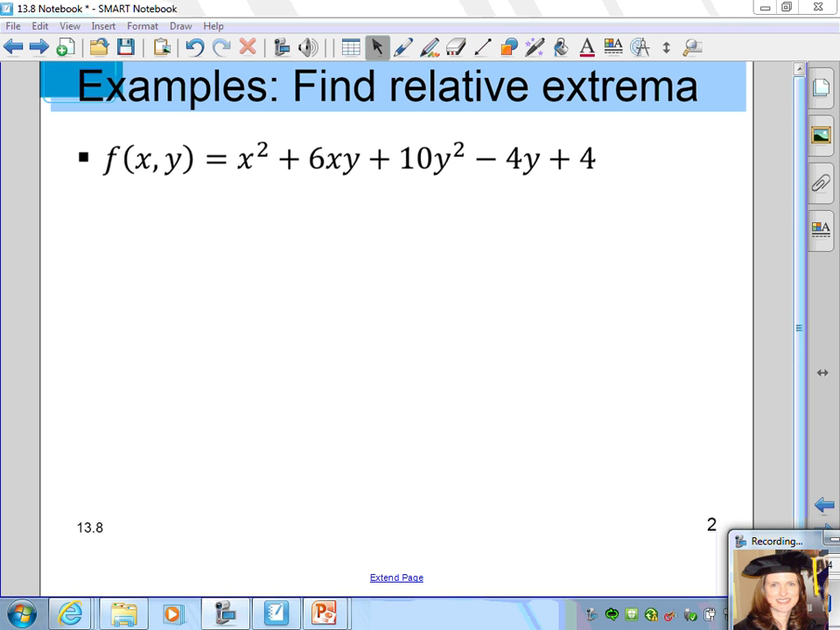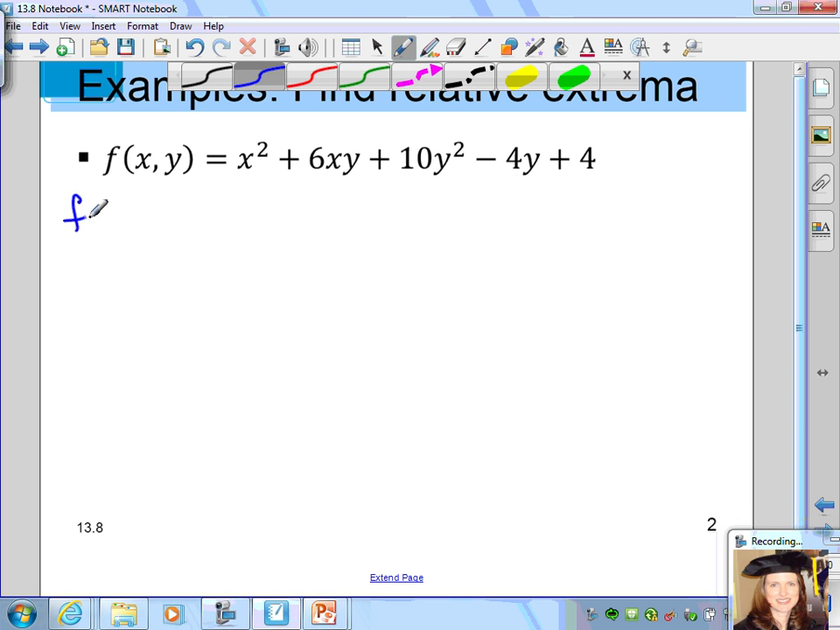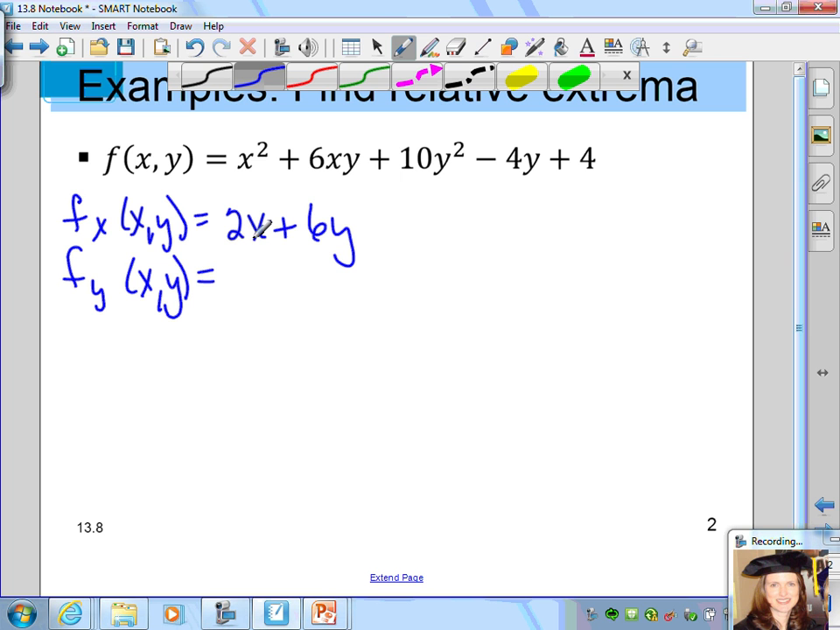Alright, to find the critical points, we're going to take the partial derivative with respect to x and set that equal to 0. For the partial derivative with respect to x, you treat x as a variable and y as a constant. You get 2x plus 6y. Then for the partial derivative with respect to y, you treat y as a variable and x as a constant, and you get 6x plus 20y minus 4. We're going to set them both equal to 0 to find the critical points.